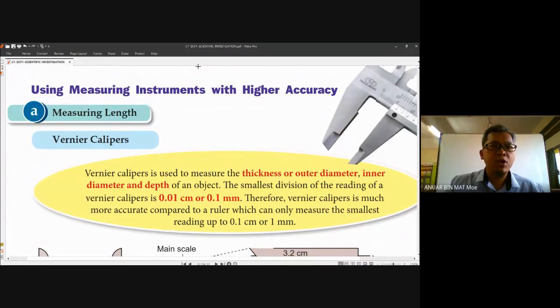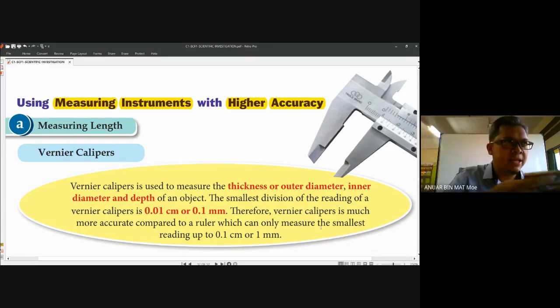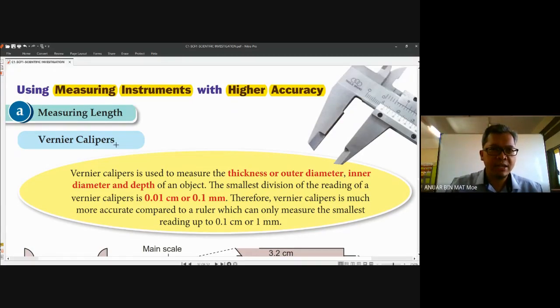We also have what we call measuring instruments with higher accuracy. If you want to, for example, measure the thickness of this book, you cannot simply use a regular ruler. You cannot just use a ruler. So you need a higher accuracy measuring tool in order to take the reading here. So what are they? We use what we call a vernier caliper.